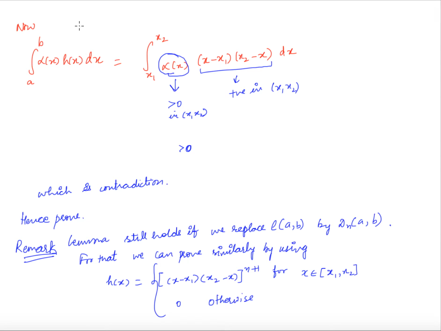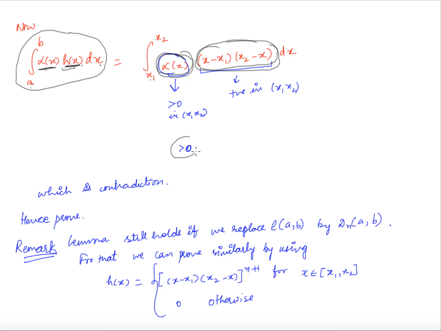This integral a to b alpha x hx dx. Now these functions are non-zero only from x1 to x2, so this will change to the integral from x1 to x2 of alpha x, we don't know what it is, but we know that it is positive, and hx takes this value x minus x1 into x2 minus x dx. Now this is positive in x1 x2 and this is positive in x1 x2, therefore this integral has to be positive. The final integral has to be greater than 0, but the lemma says it has to be 0.